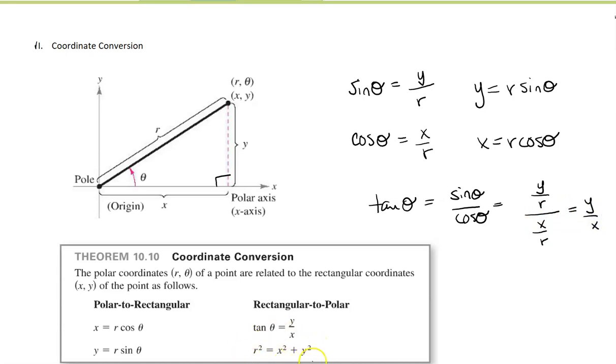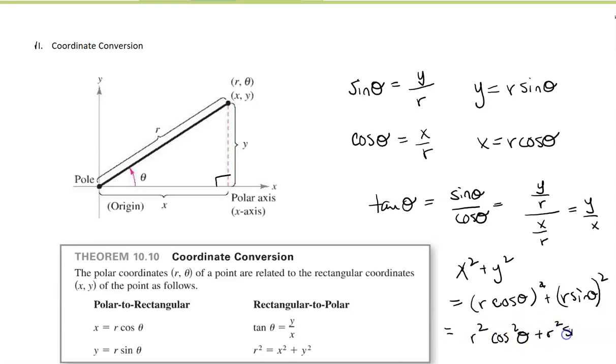This one right here comes from, if you take x² + y², and you plug in these versions of it, you would get (r cos θ)² + (r sin θ)², which would give me r² cos² θ + r² sin² θ.